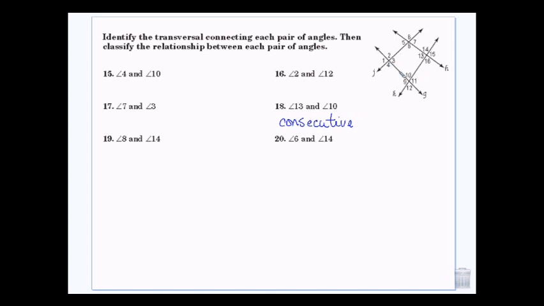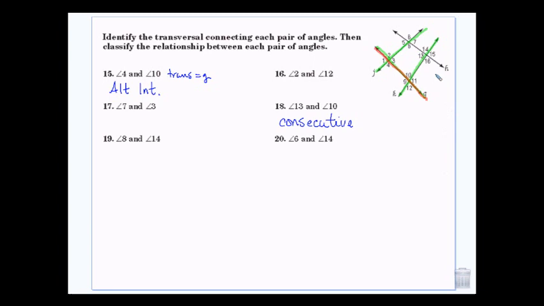So like here, when we look at 4 and 10, we look at the 3 lines. So to figure this out, you look at the 3 lines that are being touched. So 4 is touching this line, and 10 is touching this line and that line. So that makes G the transversal because it's the one connecting the 2. So yeah, 4 and 10 are going to be alternate interior. And the transversal on this is G.